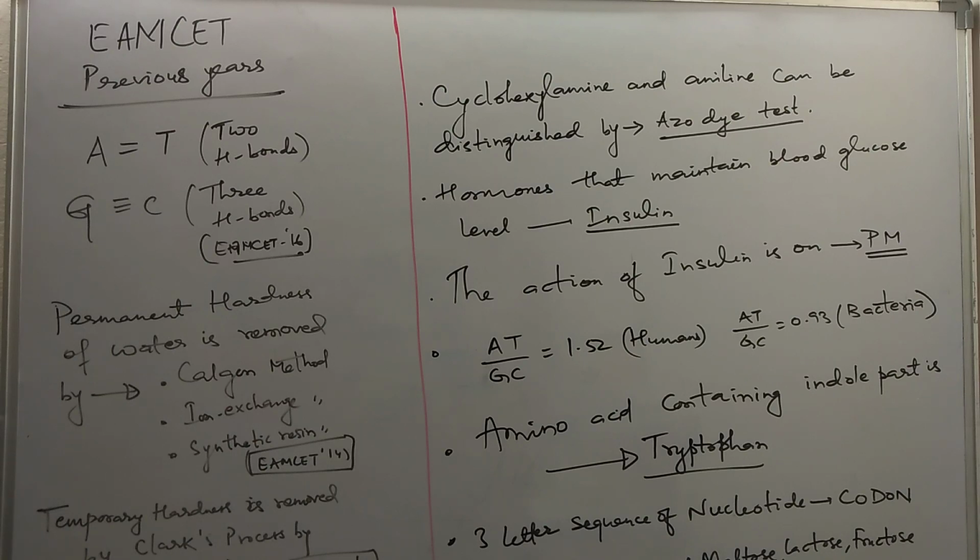Next is the AT/GC ratio. It's a common question for EAMCET. The AT/GC ratio is 1.52 for humans and 0.93 for bacteria. That means the bacterial genome has more GC content as compared to humans or Homo sapiens. The amino acid containing an indole part is tryptophan.